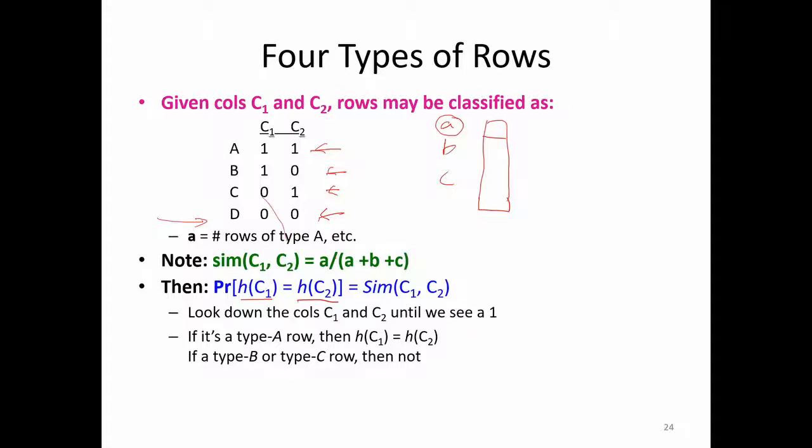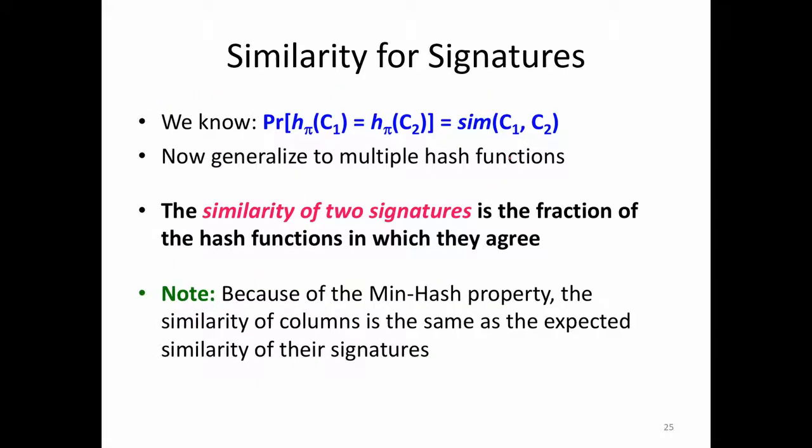So the probability that the min hash signature of C1 matches the min hash signature of C2 is also a by a plus b plus c. Hence the two are the same, because this permutation is a random permutation. And this is for a single random permutation pi.